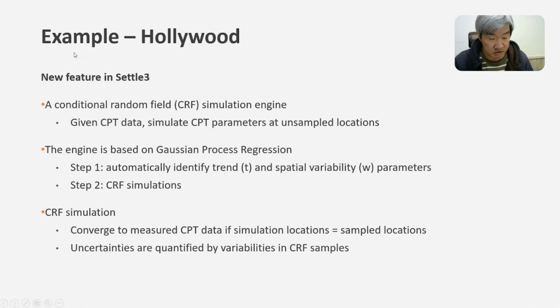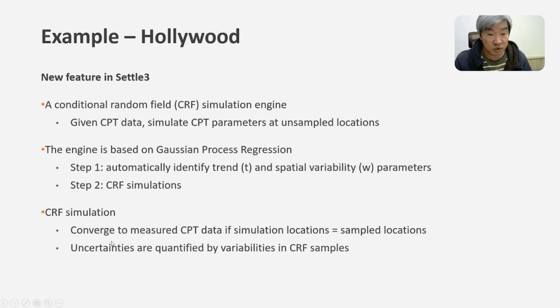Okay, very simple conclusion. The new feature in Settle3 is a conditional random field simulation engine. What it does is, given CPT data at sample locations, it can simulate CPT parameters at unsampled locations. The engine is based on Gaussian process regression. Step one is to automatically identify the trend parameters and the spatial variability parameters, but this is totally behind the scene. What you really see in the Settle3 software is the outcome of step two, which is the conditional random field simulation result.